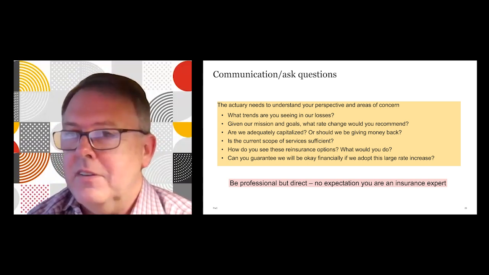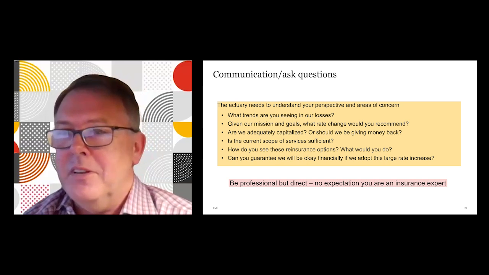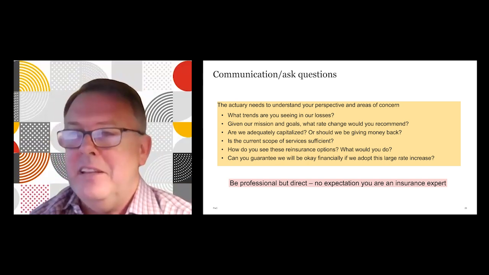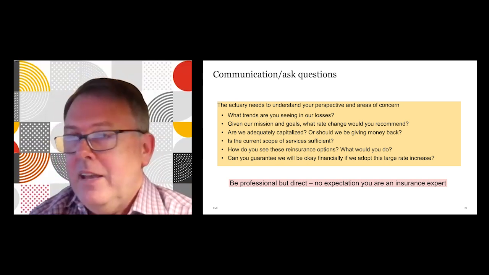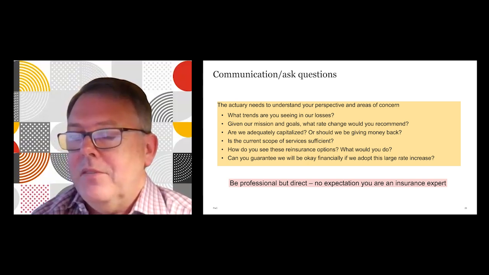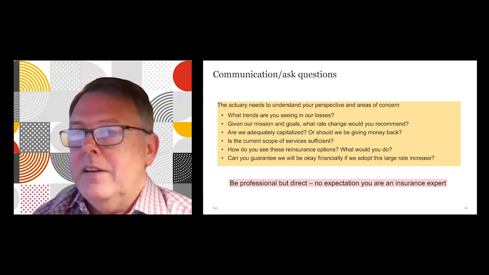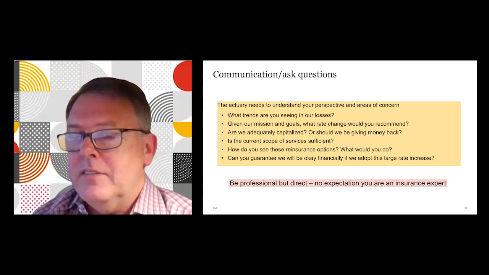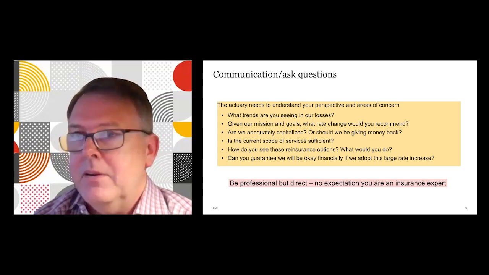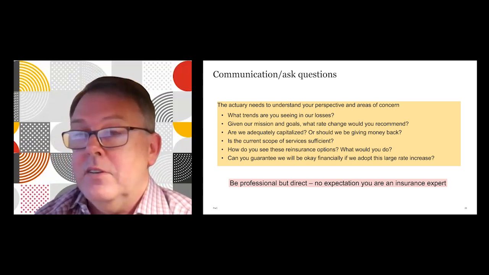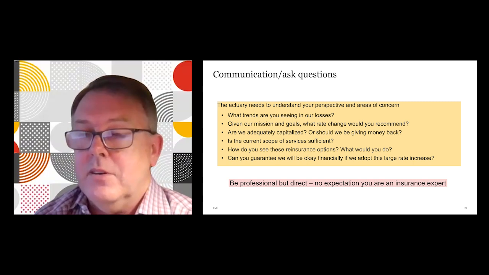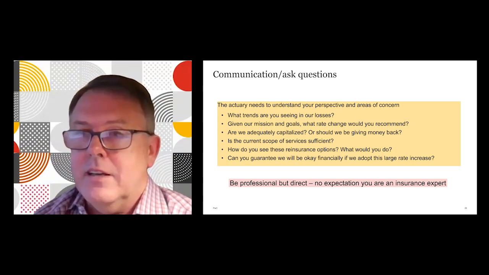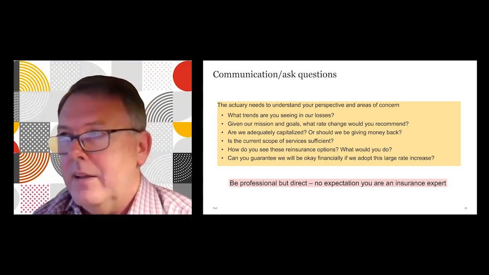The best questions always come from the new board members, because they don't know anything and they don't have any expectations. The actuary needs to understand your perspective, what level you understand things at, and that can make them a better communicator. They also need to understand your concerns. If your concern is rate stability, then they need to design a rating structure around that.